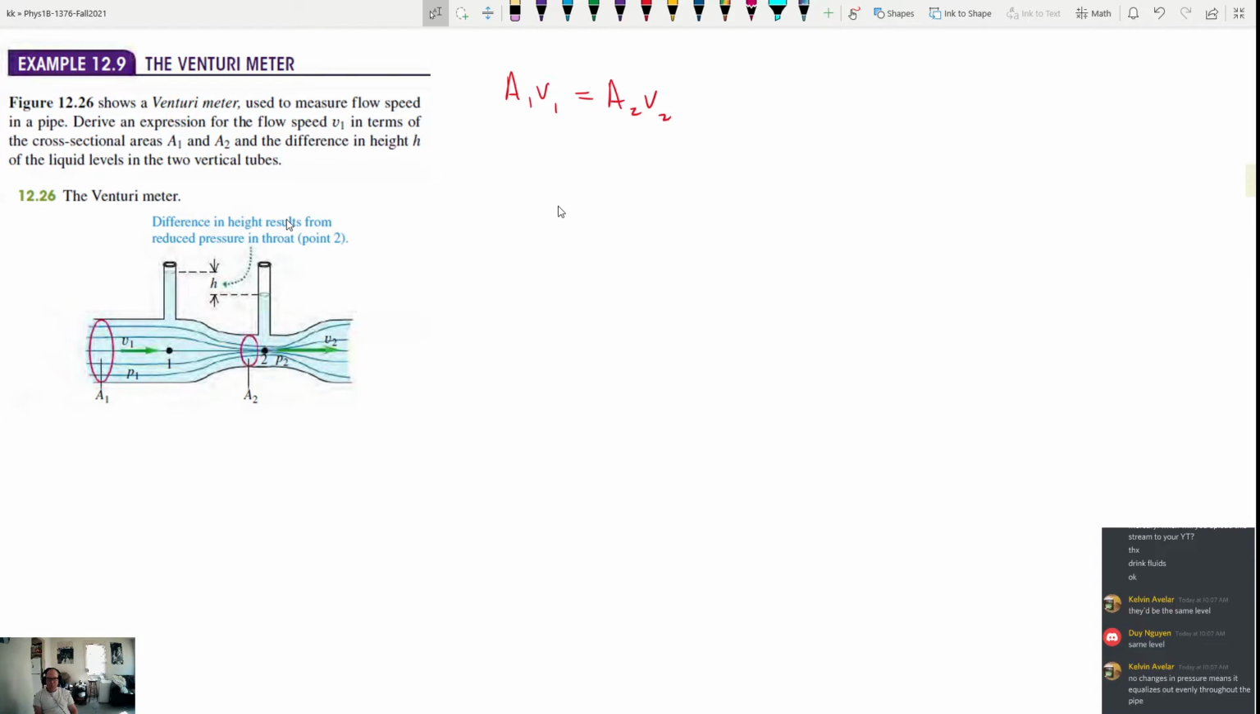And the one that we're going to want to find in this case is V1, right? So we're going to eliminate V2 by saying that V1 is equal to A2 over A1 times V2. And then the other equation that we want to use is Bernoulli's equation.